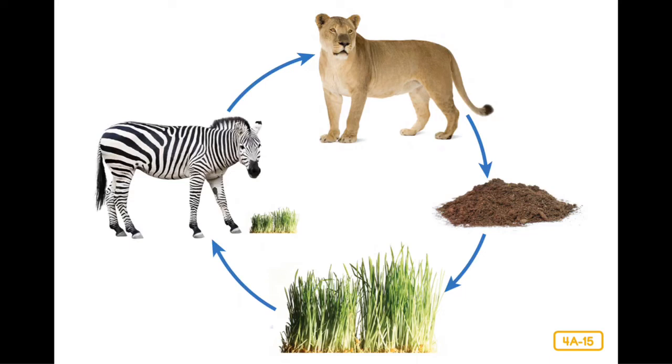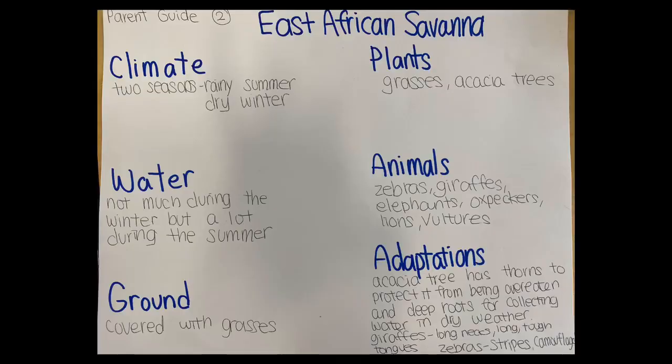What will happen if I remove one of them? Will all of them die, or could they find another source of food? Or what else could those animals eat? What happens if there are no replacements? Pause and talk.